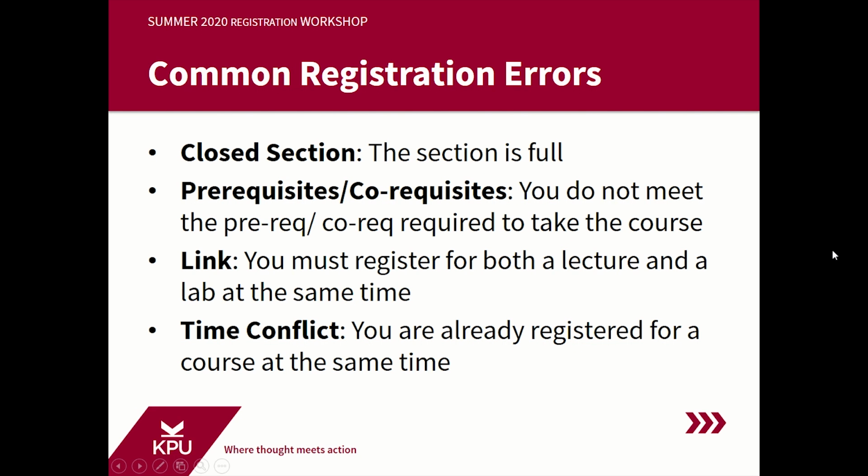The following are the most common registration errors you may come across. The closed section error. This error is received if the section that you're trying to register for is full. You may either waitlist for the section or check if another section is available with open seats. Prerequisites, co-requisites not met. You will receive this error if you're missing specific requirements that must be completed prior to and/or simultaneously with a given course. Please refer to the course description page to find out the specific prerequisites and/or co-requisites requirements for any given course.